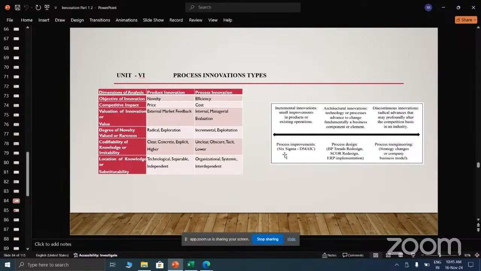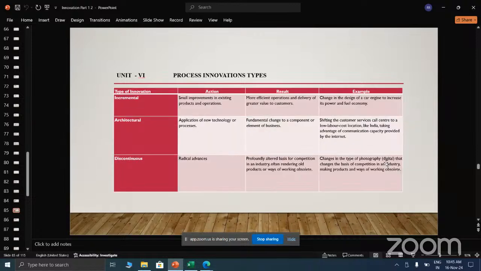Under incremental, we have processes like Six Sigma, DMAIC, etc. And under architectural, we have business process trends, whether it requires redesign, or designs, ERP implementation. ERP here means things like SAP, which deals exclusively with ERP. We also have Oracle, which deals with ERPs. Under discontinuous innovations, it is process re-engineering, if strategy changes are there, or a company business model change is required.